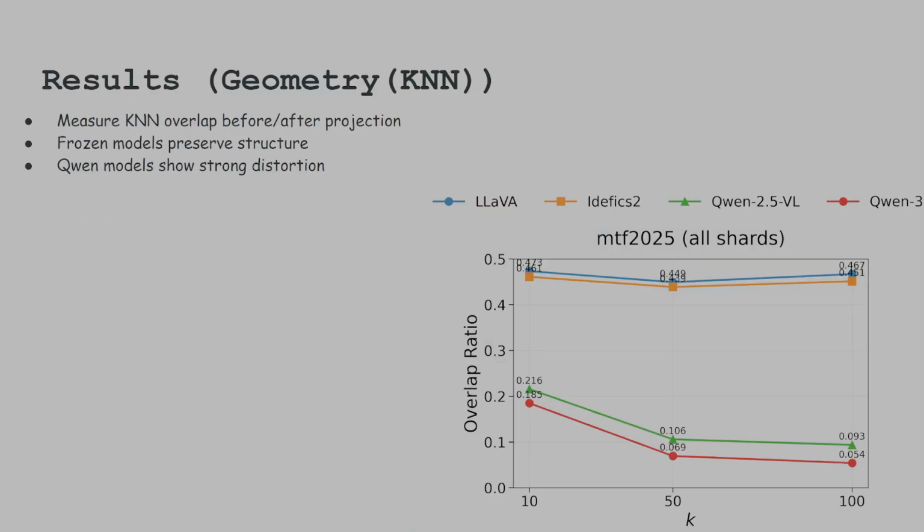So here's the result of the k-nearest neighbors between the pre-vector and the after vector. As you can see, there is geometric distortion before and after projections. The first models still preserve some structure. As you can see, they still have some similarity of 0.4, 0.4, 0.44. But for the Qwen models, it doesn't really have it. They are totally different structures.